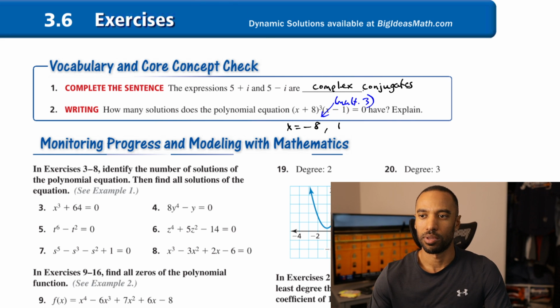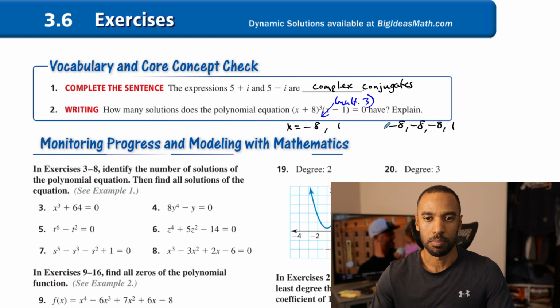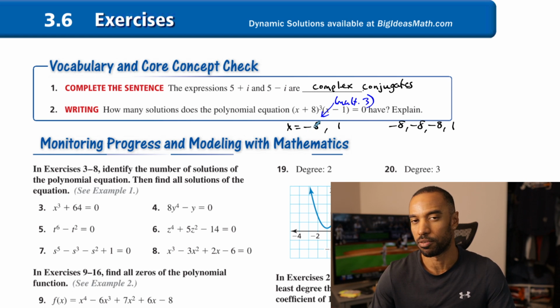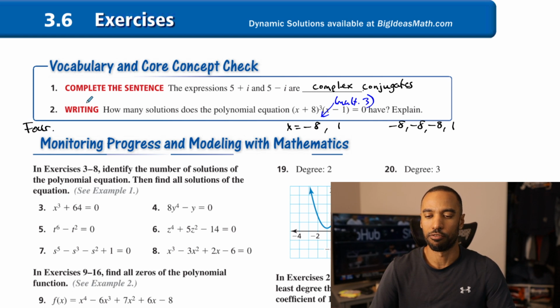So the true answers, if you wanted to write them out, are negative 8, negative 8, negative 8, and 1. I know it sounds weird to repeat the solution. That's why we generally don't do it. But as we've seen in graphing form, it behaves differently around that area. With this multiplicity, there are actually 4 solutions. So that's the reason you can see there are 4 solutions.